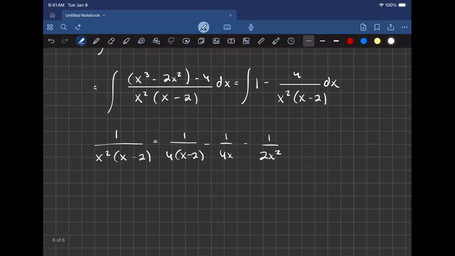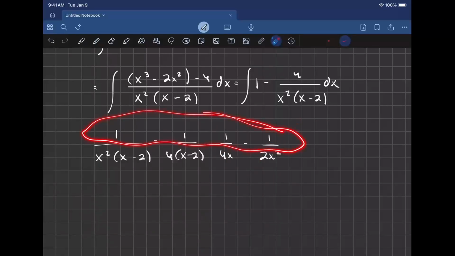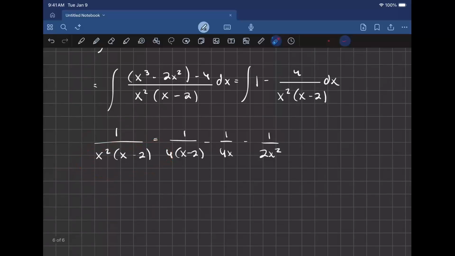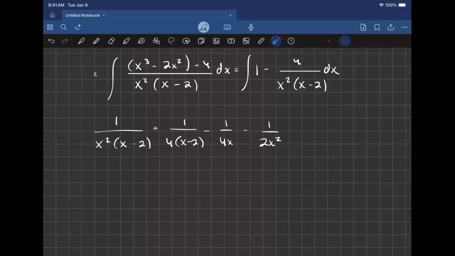And so this is just splitting our common denominators up, right? If we look at 4x here and 2x squared and we multiply by our common denominators, we'd have the same numerator, and then we'd end up with this whole term here. So let's take this now. We're looking back at this, right? We just simplified this. So we'll have 1 minus 4 times 1 over 4 times x minus 2 minus 1 over 4x minus 1 over 2x squared.